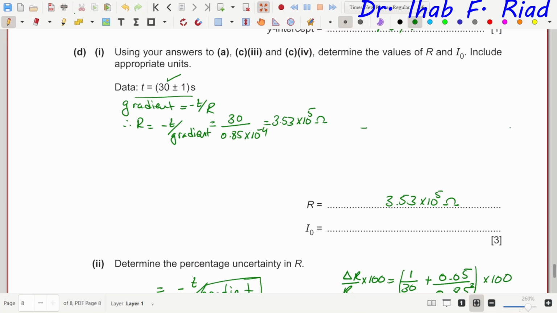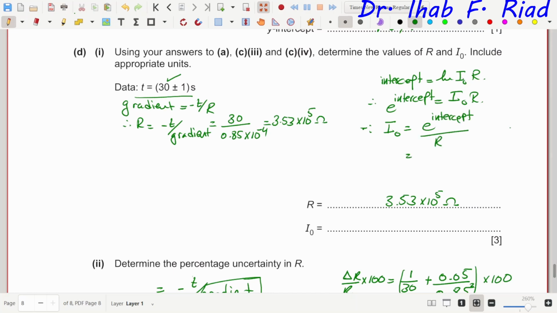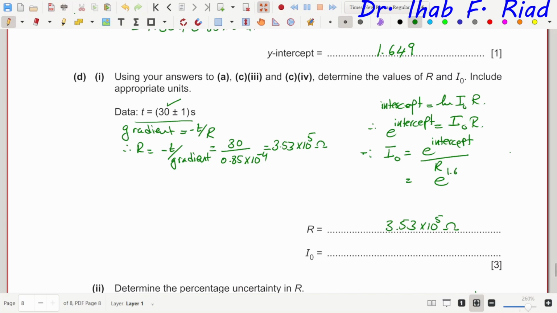Now we know that the intercept is equal to ln I naught R. Therefore, e to the power intercept is equal to I naught R. Therefore, I naught is equal to e to the power intercept divided by R, which is going to be e to the power 1.649, and we are dividing by R, which is 3.53 times 10 to the power 5. Okay, let us get our calculator.